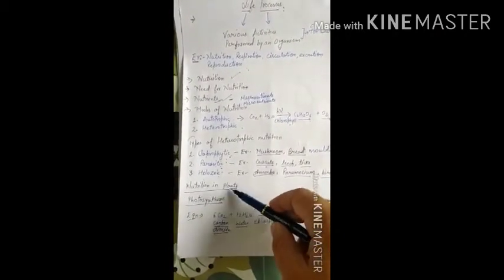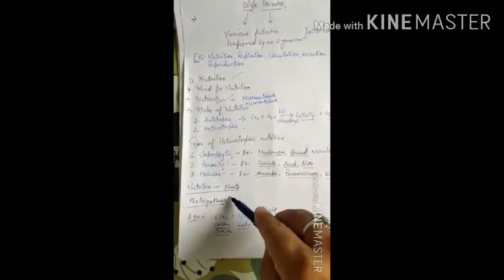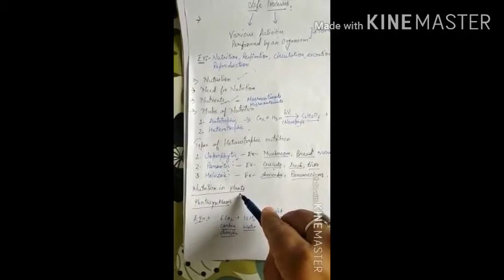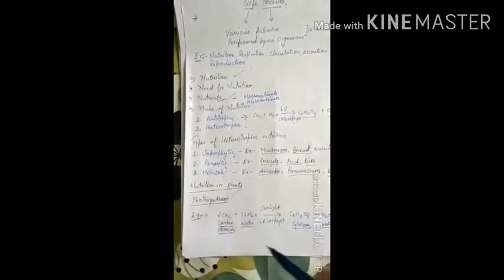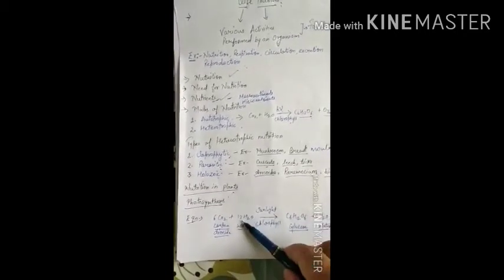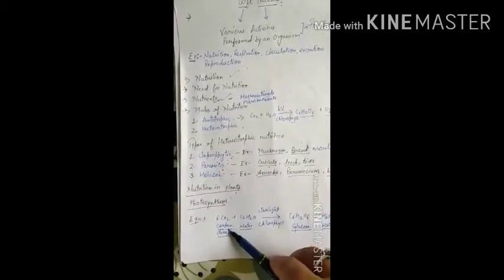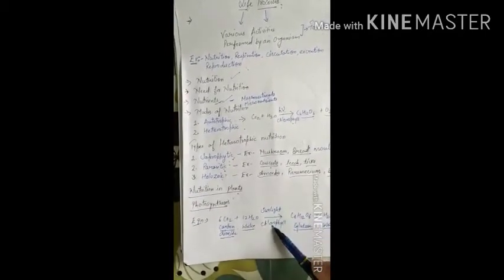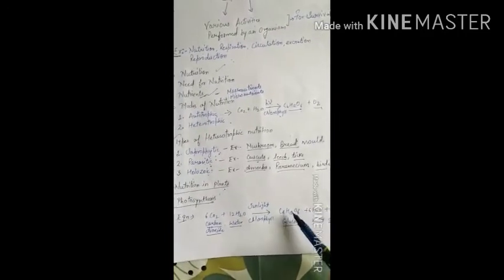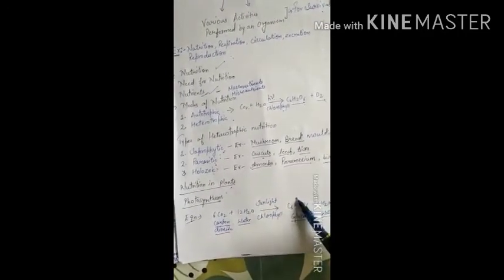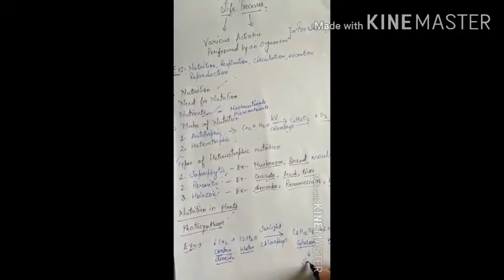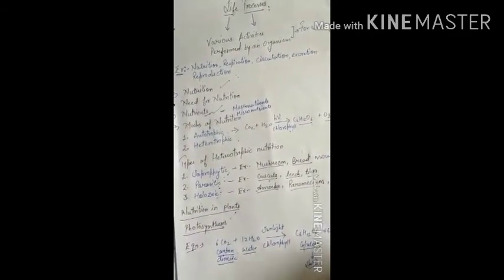We already know what the photosynthesis process is, but I can describe it again. It is a process by which plants prepare their food using carbon dioxide and water in the presence of sunlight and chlorophyll. The food prepared is a carbohydrate, which is later stored in the form of starch.